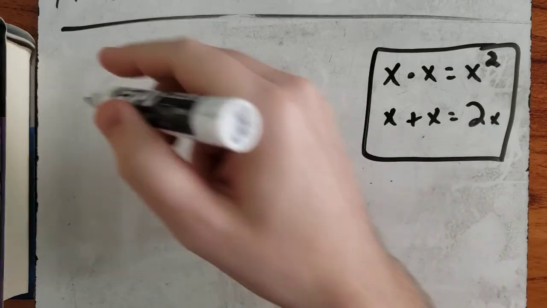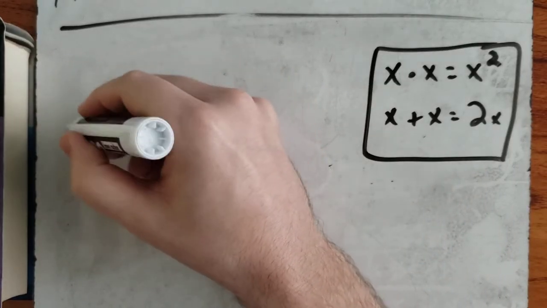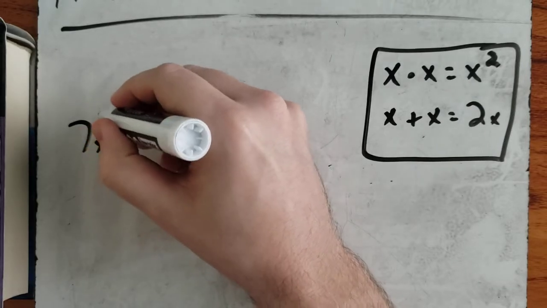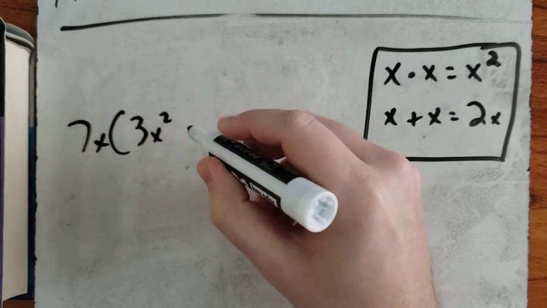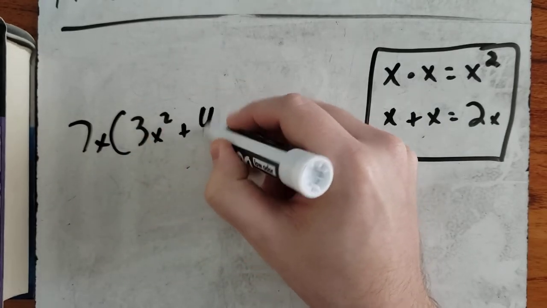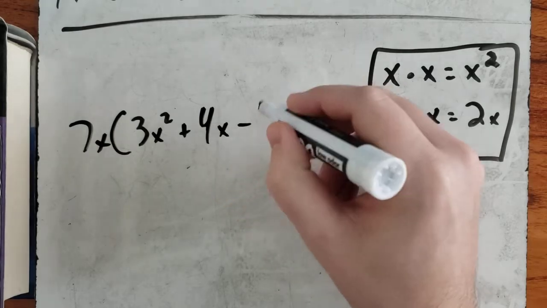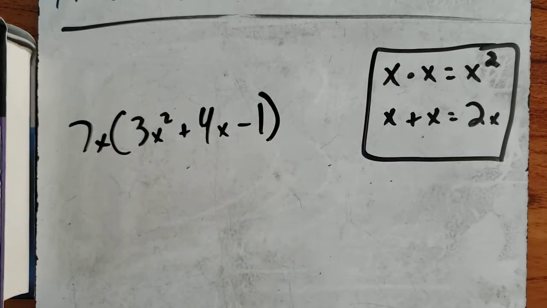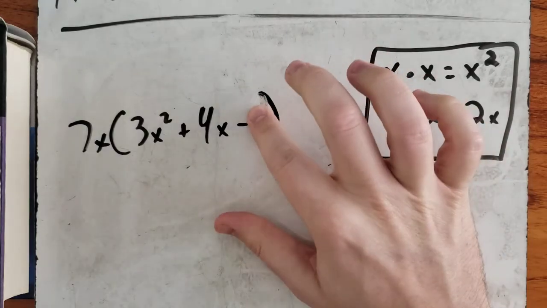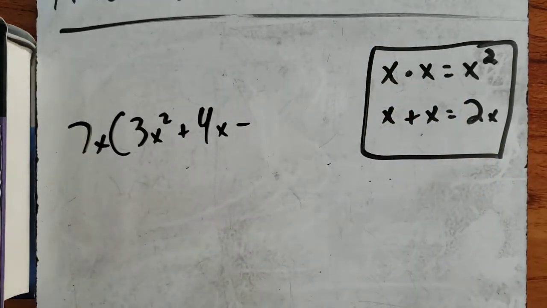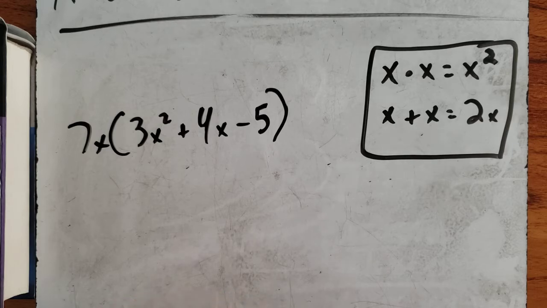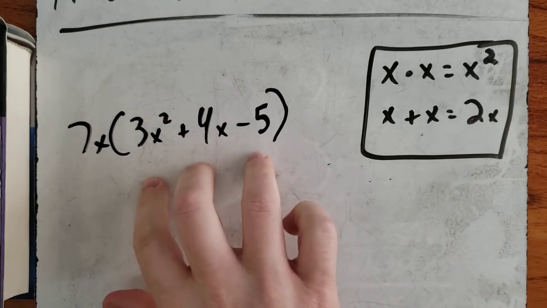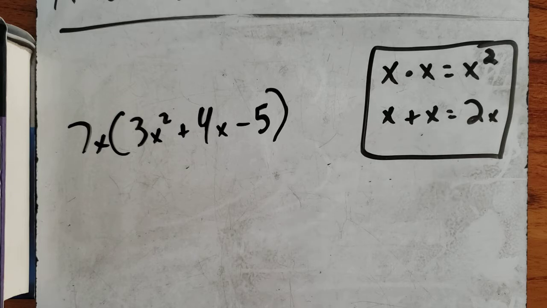Now let's add another element to it. Let's do 7x times 3x squared plus 4x minus 1. Okay. Actually, let's change this. Let's do minus 5. Okay. All right. So now there's 3 terms in the parentheses. Don't let that freak you out. All it means is we're just going to do one more multiplication. Okay. That's all we're doing with this.